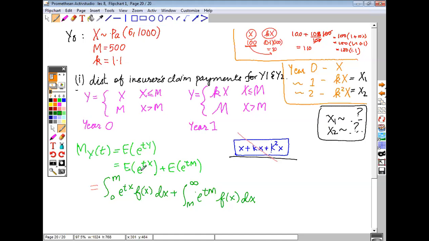So if you just write expectation of e raised to tx, what it means is basically the integration of 0 till infinity e raised to tx f of x dx. And this is not what we are looking at, right? So this itself is wrong. So this is how you can rewrite this. Okay. So what can I do next?